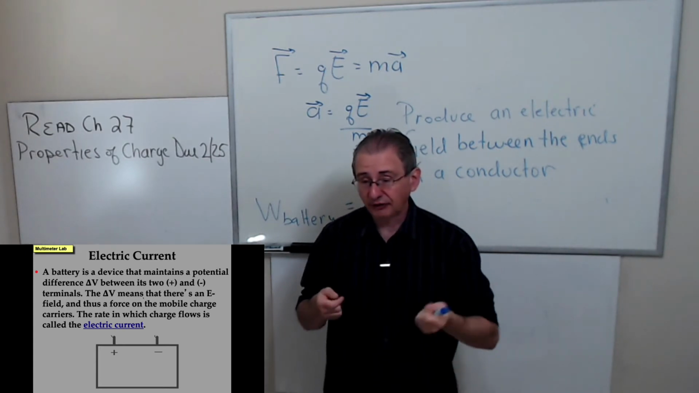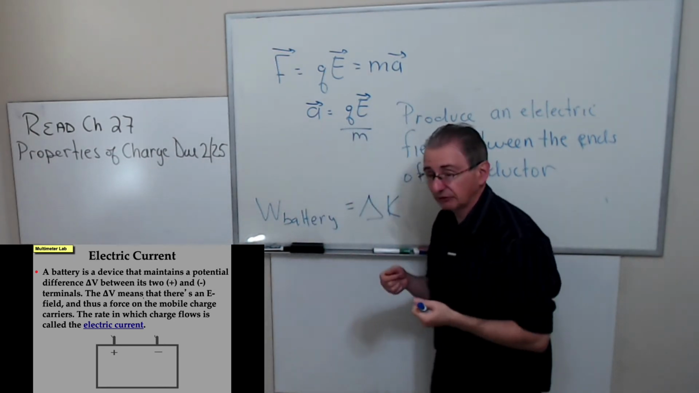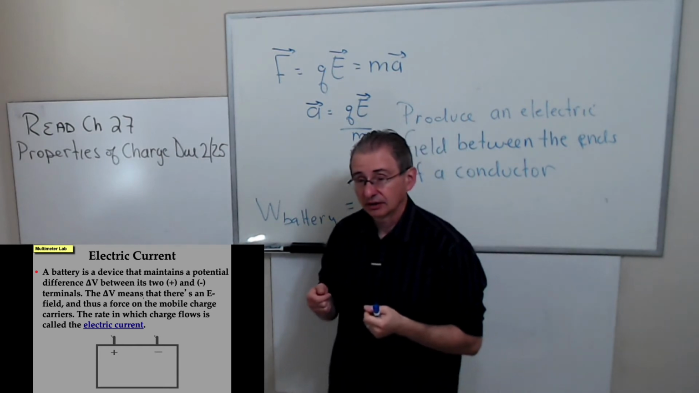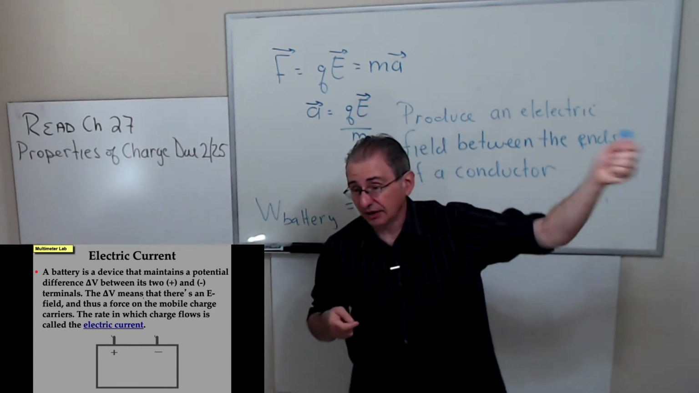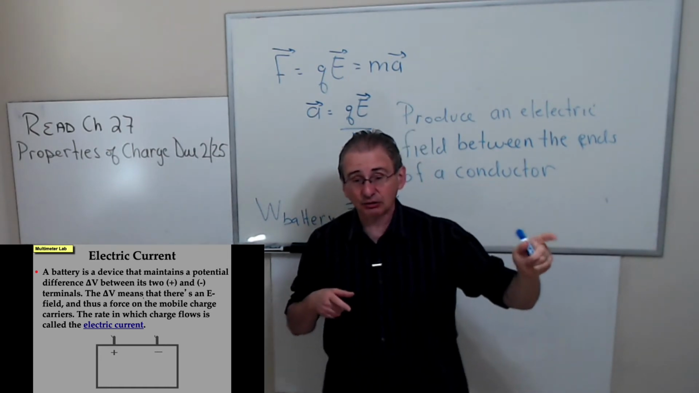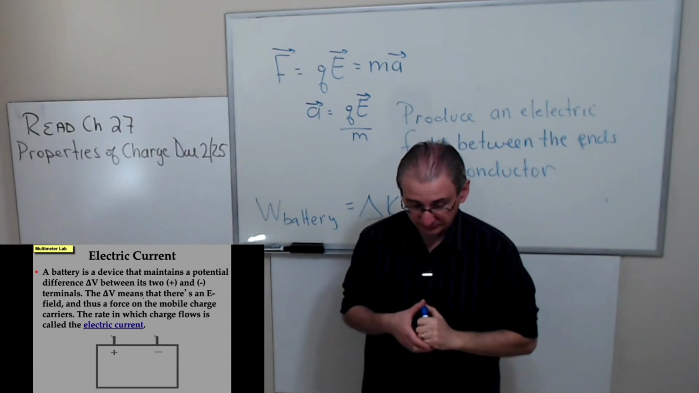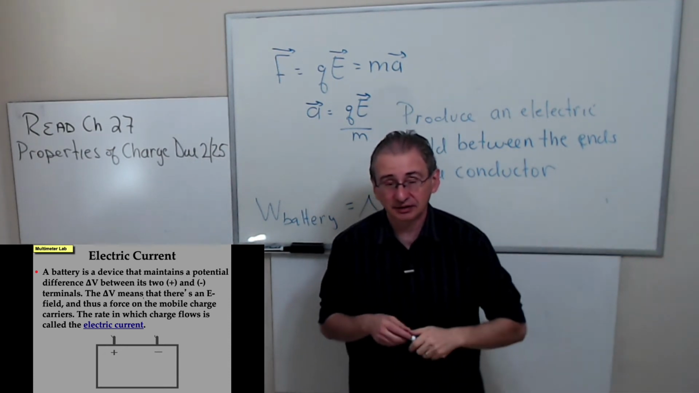The electric field in the wire does work on it. So the work done by the electric field gives it potential energy. Now, here's the thing. The work done by the field is independent of the path, just like gravity. As a result, we can define the potential energy.